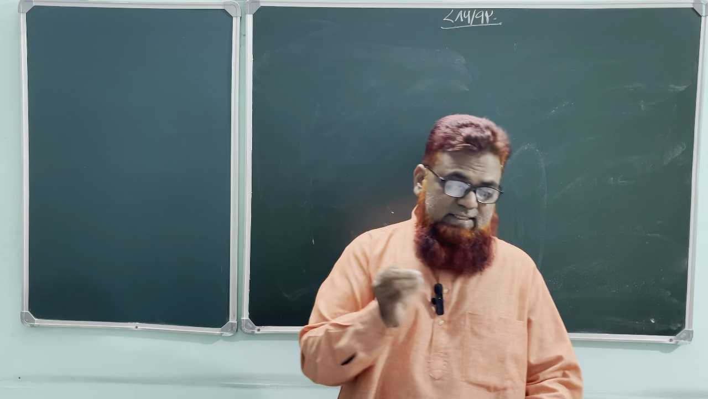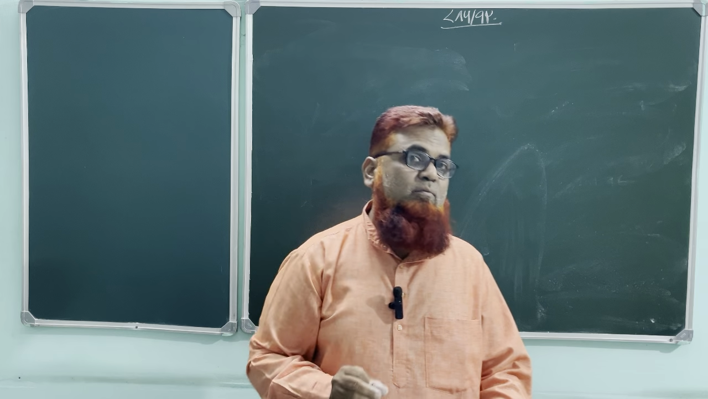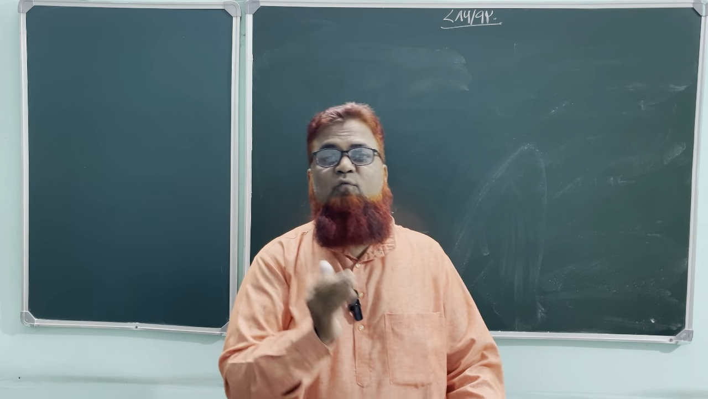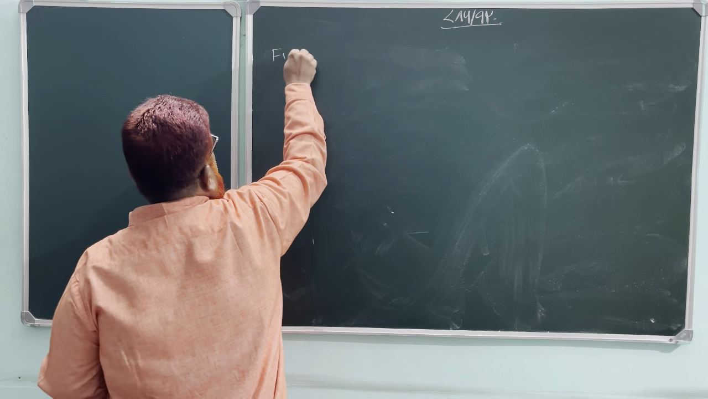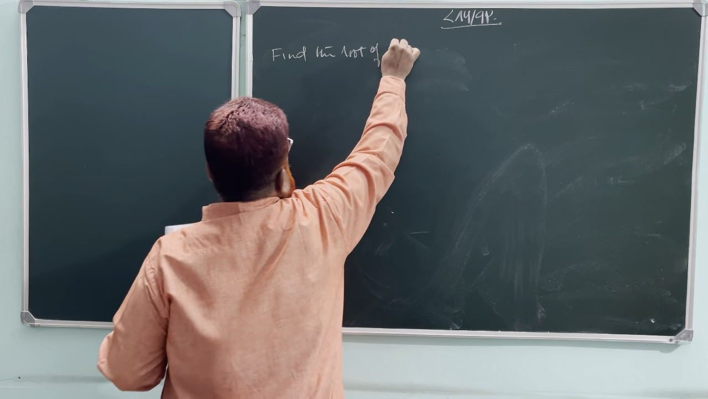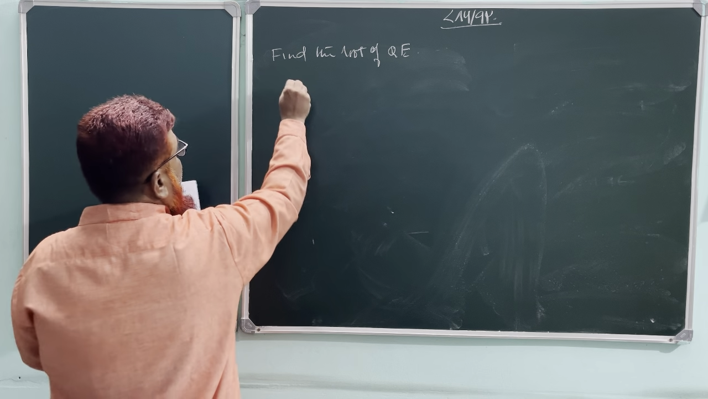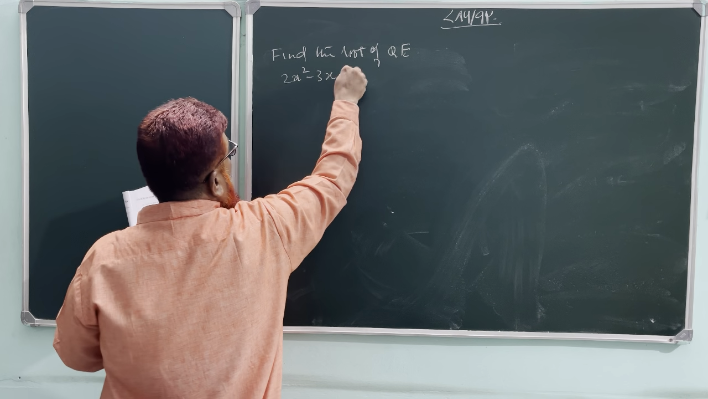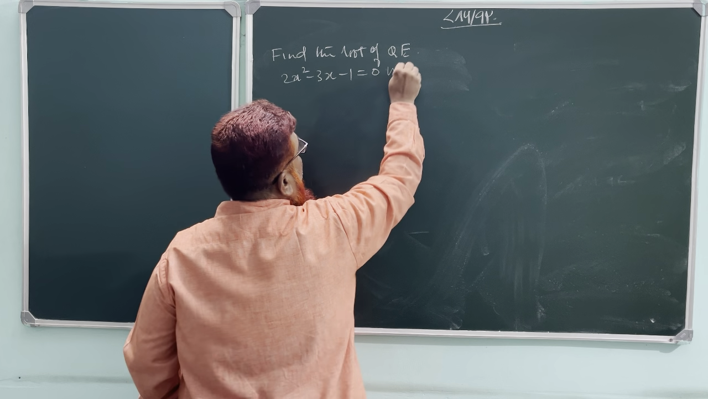And it is asked to find the roots of the quadratic equation using the formula. We are going to find the roots by using formula. Find the roots of the quadratic equation, QE, I write it in short: 2x square minus 3x minus 1 is equal to 0, by using formula.